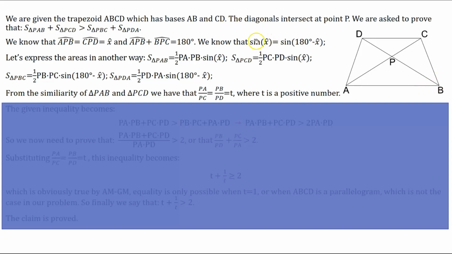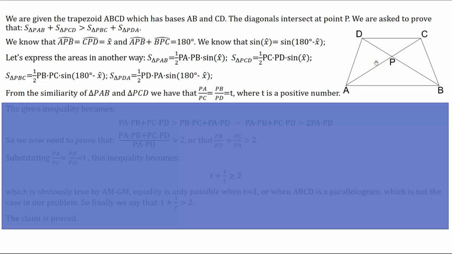So now we can express the areas of the triangles we want to compare in another way. Triangle PAB has an area of 1/2 times PA times PB times the sine of angle x. Triangle PCD will be equal to 1/2 times PC times PD times the sine of the angle x. In the same way, for triangle PBC we have 1/2 times PB times PC times the sine of angle 180 degrees minus x. And the same for triangle PDA, which is equal to 1/2 times PA times PD times the sine of angle 180 minus x.